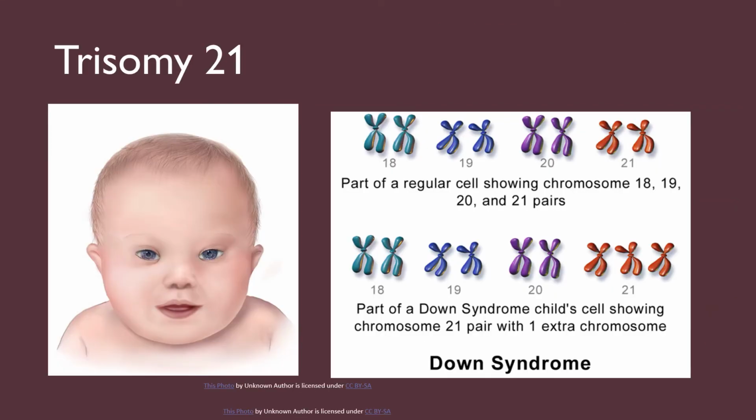This is trisomy 21. So, the picture of this child, no, pare-pareho sila ng, so they have similar facial features. So, this is also called as Down syndrome. So, what happens here? Part of a Down syndrome child's cell showing chromosome 21 pair with one extra chromosome. This is on pair 21, ano? So, dapat dalawa lang siya. And then, nadagdagan siya ng isa.